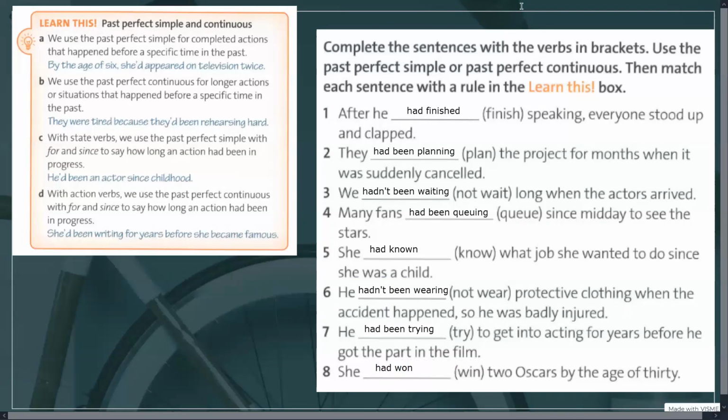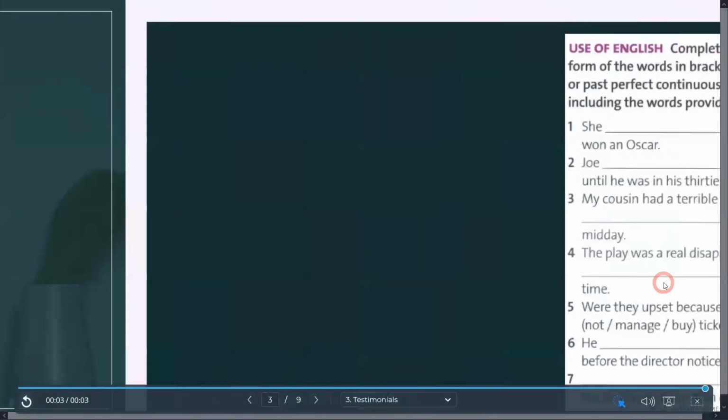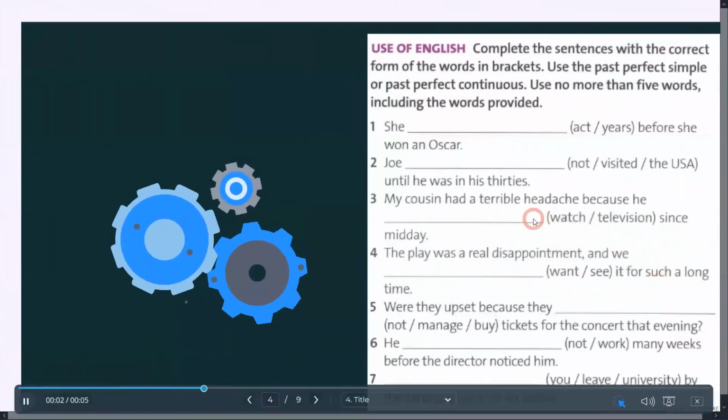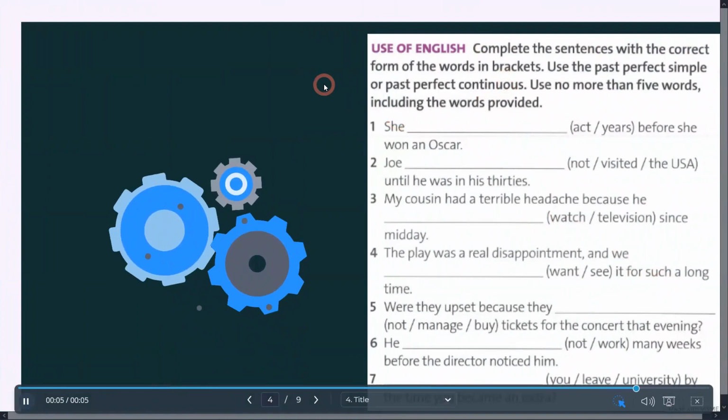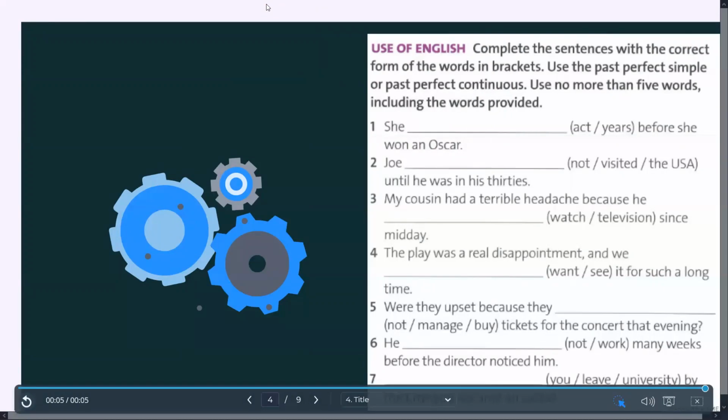Okay, now let's move on to the next one. Here we have complete the sentences with the correct form of the words in brackets. Use the past perfect simple or past perfect continuous, but use no more than 5 words, including the words provided. So, of course, you can pause this now. I'm giving you a chance to try to solve this on your own. And now we can solve it together after you've unpaused it, hopefully.